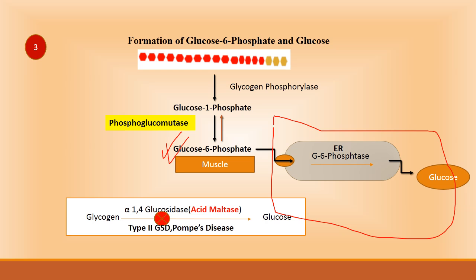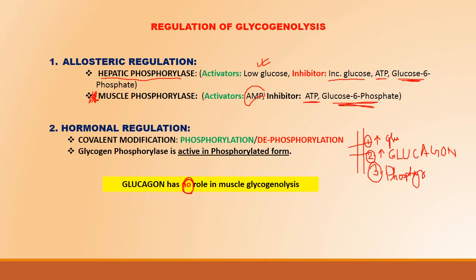So, the majority of the glycogen is converted to glucose 6-phosphate in the case of exercising muscle, and it is converted to free glucose in the case of liver. However, a small percentage of the glycogen can enter the lysosome, and it is acted upon by alpha 1,4 glucosidase, or acid maltase. If there is any inherited deficiency of this enzyme, that leads to type 2 glycogen storage disorder.